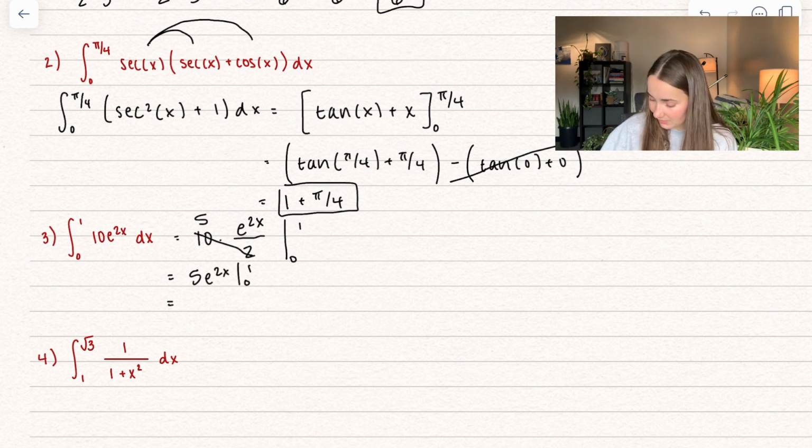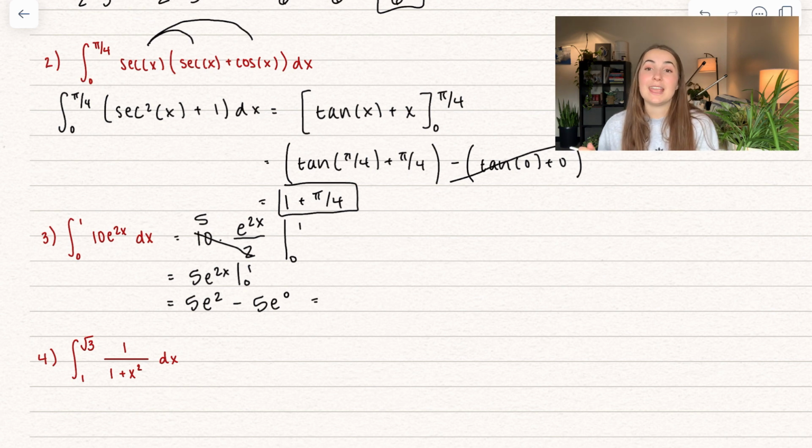Now we can do upper minus lower. So we get 5e to the power of 2 minus 5e to the power of 0. Don't forget, e to the power of 0 is not going to go to 0. That's super common because sometimes our brain just does that. But this actually becomes a value of 1.